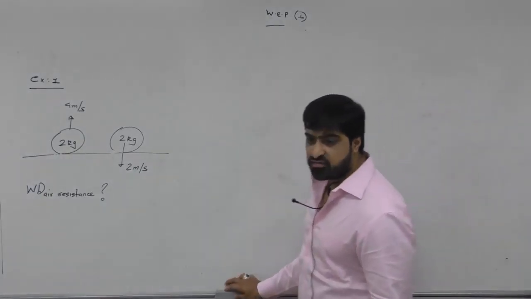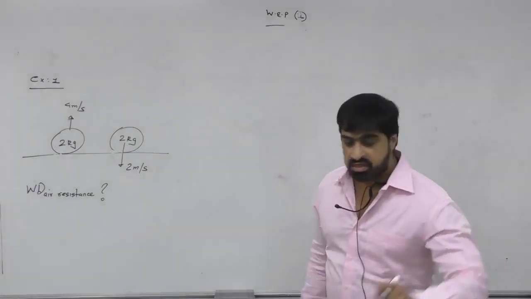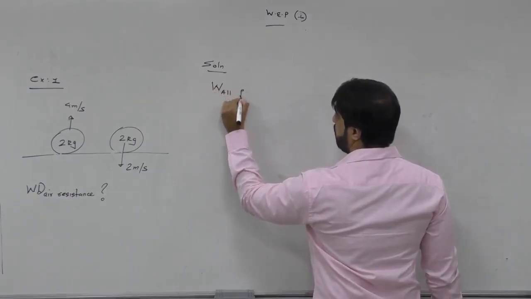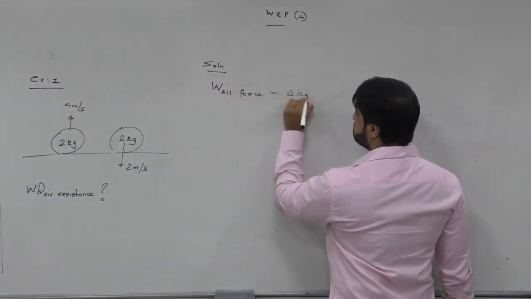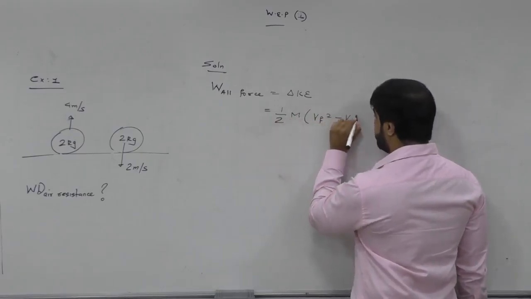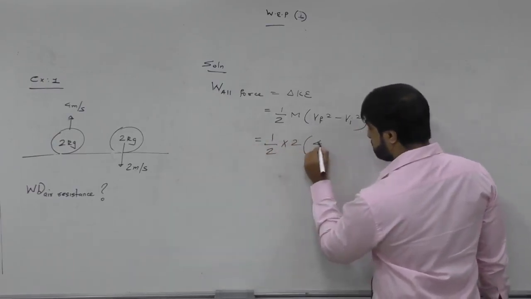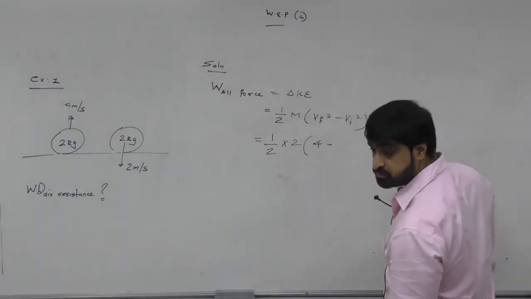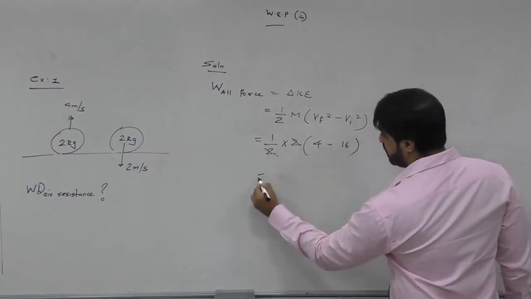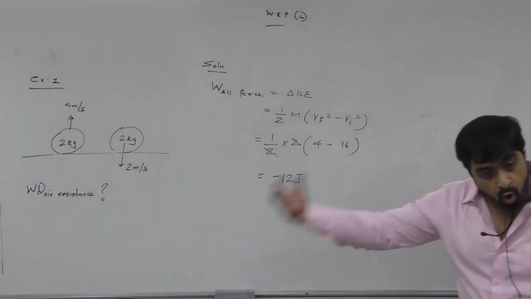Now see how to analyze the work energy theorem. You know v initial and v final are given. Can I say the work done by all forces is the change in kinetic energy, half m v final square minus v initial square? Pay attention. Half m is 2, v final square is 2 square, 4, v initial square is 4 square, 16. Yes or no? How much is the answer? Minus 12 joules. But this is the work done by all forces.